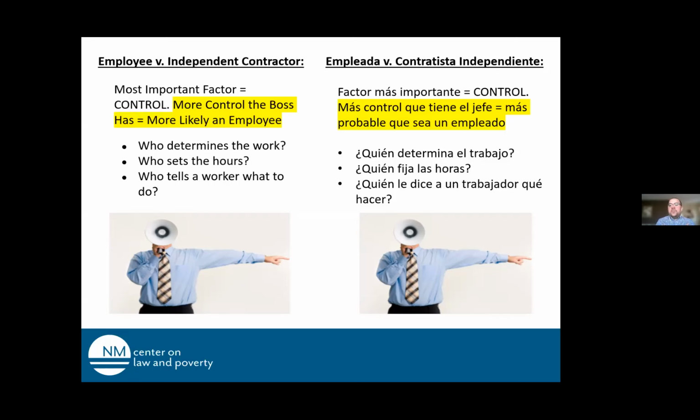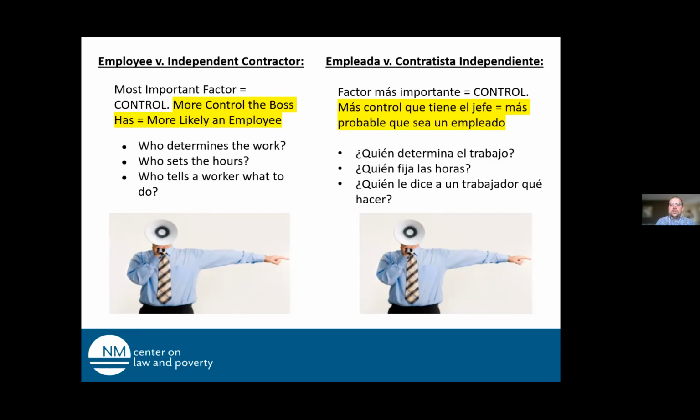If you dig deeper, this is much more complicated and many other things are considered. However, to quickly determine whether you're an employee or an independent contractor, or at least to start that analysis on your own, always consider the control. Always consider who has more control. If it's the boss, then that person is most likely an employee.